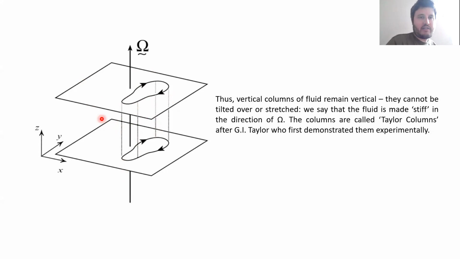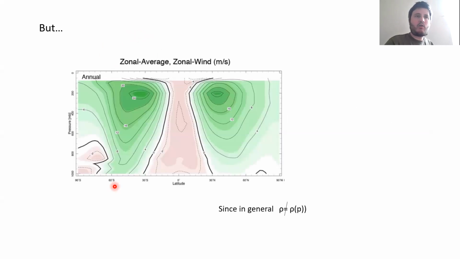Imagine we have this column of fluid. In the direction of our angular velocity, the fluid has rigidity. If the fluid is spinning clockwise, it would spin exactly clockwise, following exactly the same trajectory and the same magnitude of velocity higher up on this column. However, this is not really true in the real world, right?